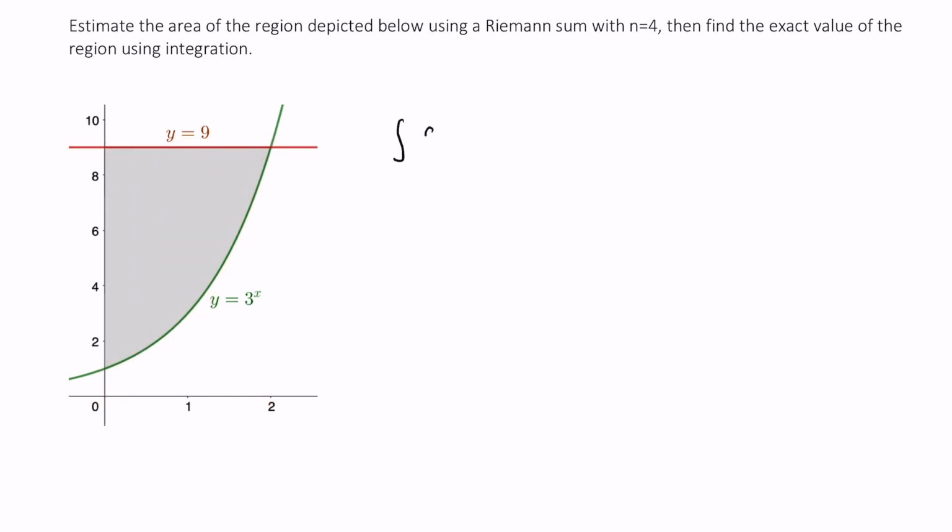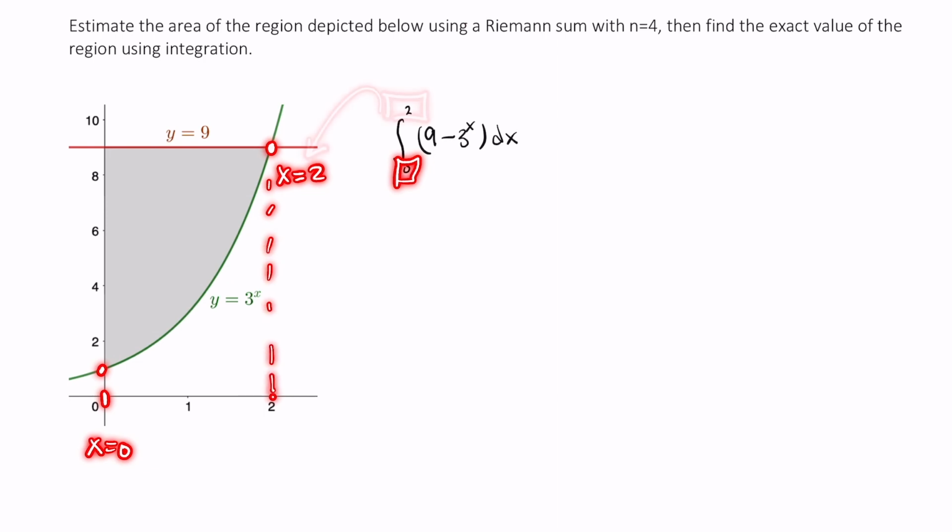Okay, so that means I'm going to write 9 minus 3 to the x dx. And this interval of intersection goes from 0 to 2. 0 is the lower bound of their intersection. That's the lower x value. 2 is the upper bound of their intersection.